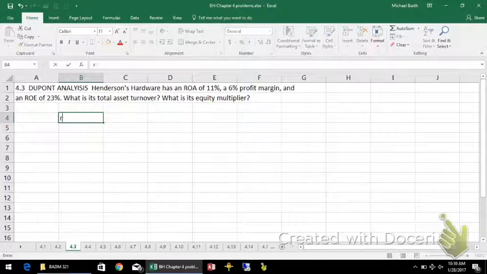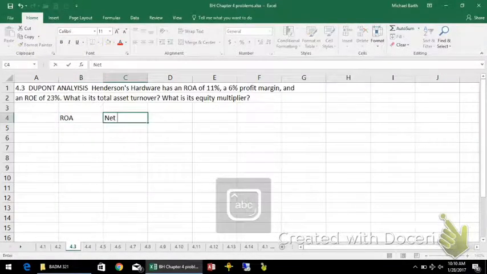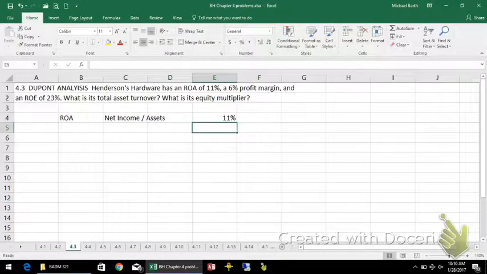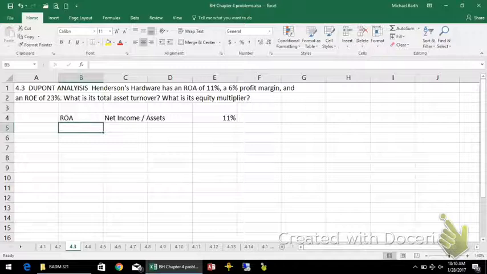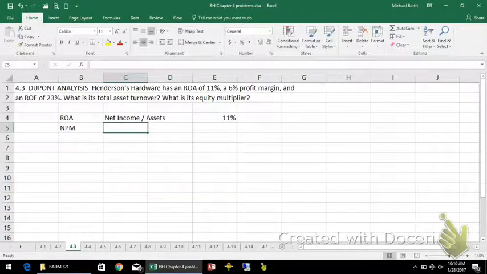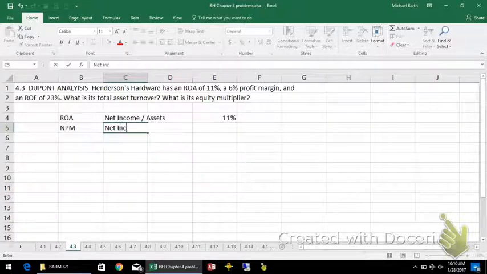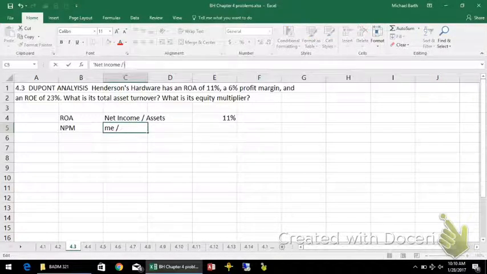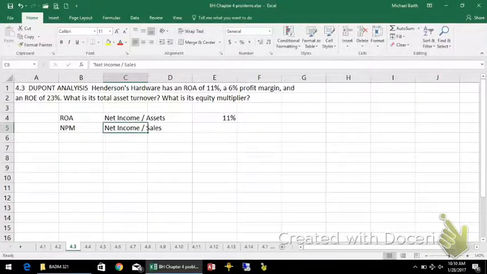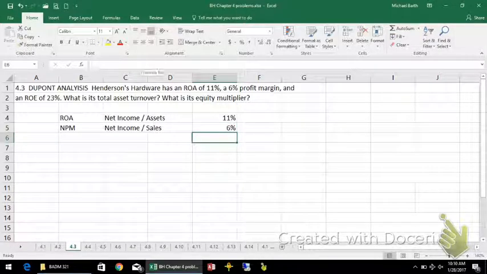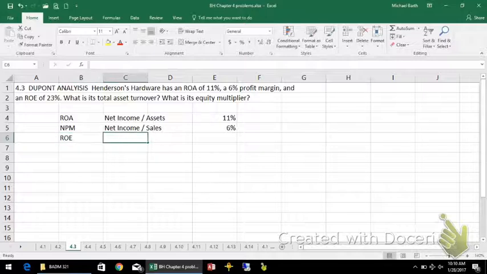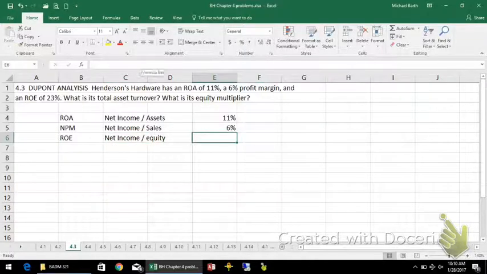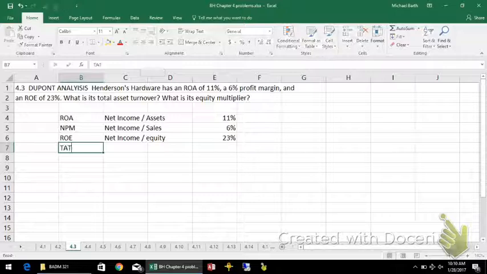The ROA, which is net income divided by assets, is 11%. Given a net profit margin, which is net income divided by sales, of 6%. Okay, and our ROE, which is net income divided by equity, of 23%. You're asked, what is the total asset turnover?